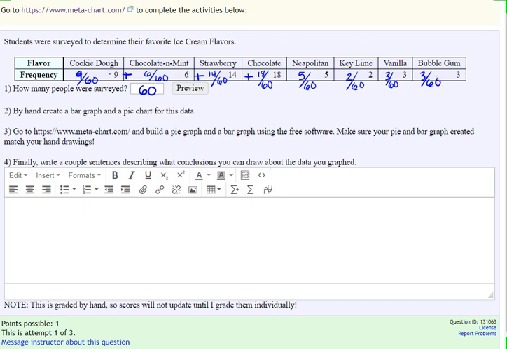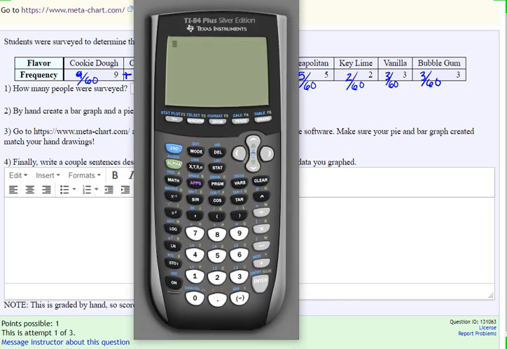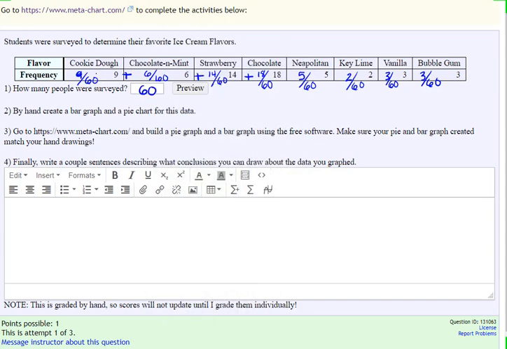So if we want to find the percentage for each one of these, we would type the numerator into our calculator first, and then the denominator. So it will be 9 divided by 60. Nine divided by 60. And we get 0.15. Now if you want the percentage without a decimal, you just multiply by 100 and you get 15%. So I'm just going to write the 15% above that flavor so we can keep track of it.